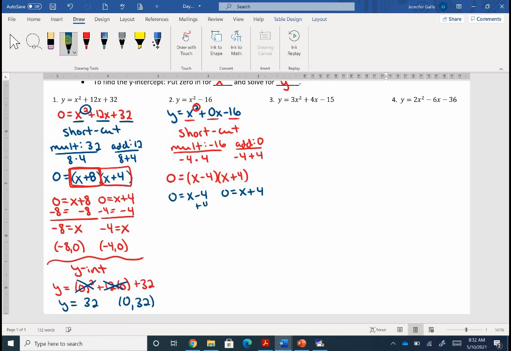So we're going to add 4. We're going to get 4 equals x. Or it could be negative 4. And these would be the x-intercepts of our graph. They would go on the x-axis. Your y-intercept, the y-intercept in standard form, guys, this is going to be the easiest thing that you find for your graph. To find the y-intercept, remember we put 0 in for x.